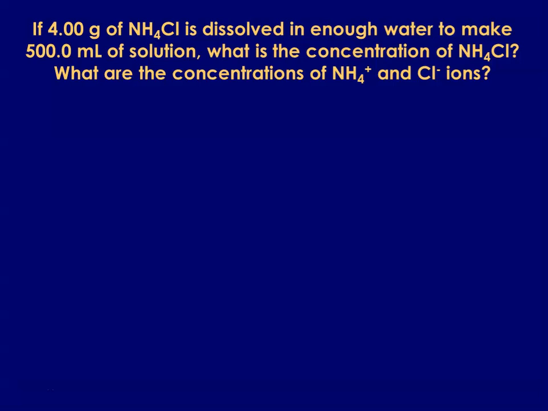So we're going to do some calculations where we determine the concentration of various solutions. We have 4 grams of ammonium chloride. It was dissolved in enough water to prepare 500 mL of solution. We want to know what the concentration is of NH4Cl, and then what are the concentrations of its respective ions.